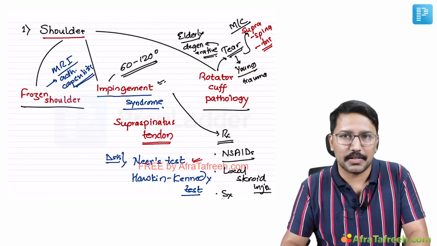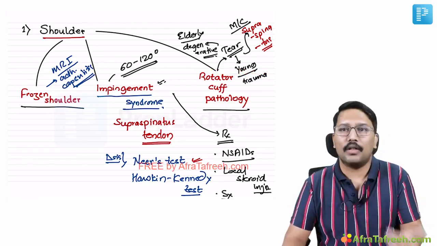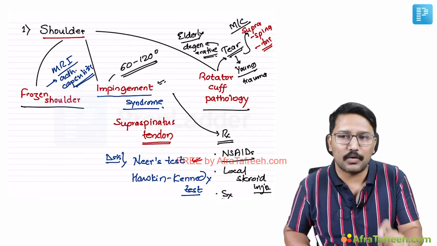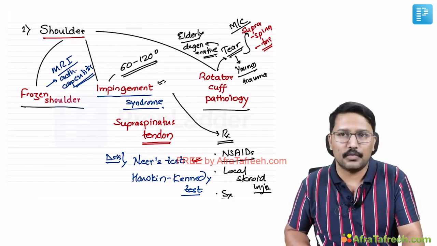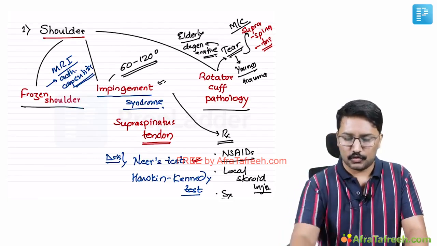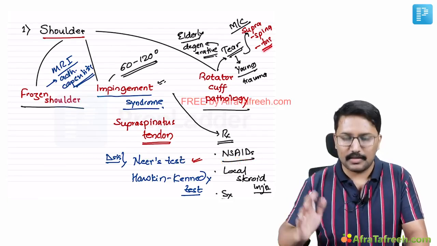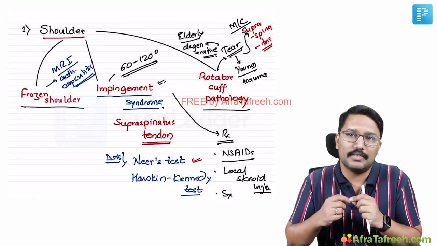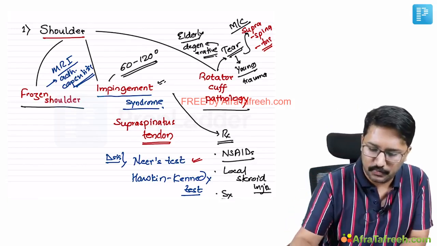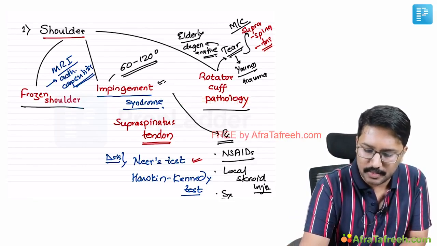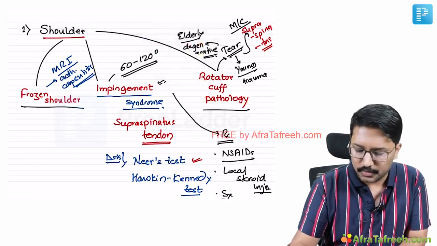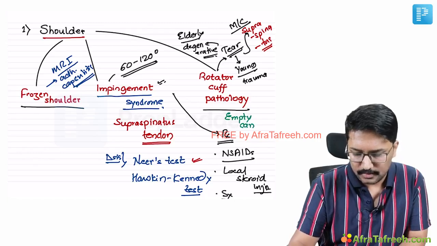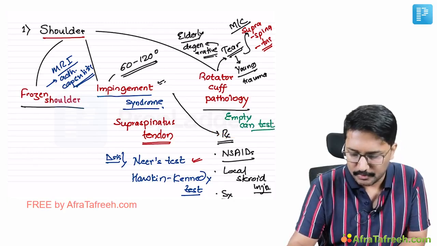Now, how do we diagnose these patients? Well, we can examine all the rotational movements of the joint, but most commonly because supraspinatus is affected, we try to demonstrate that first. Supraspinatus's job is abduction, and here we are trying to do a test called the empty can test. We use the empty can test for the diagnosis of rotator cuff tear.